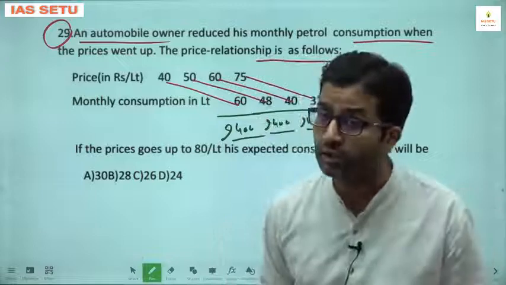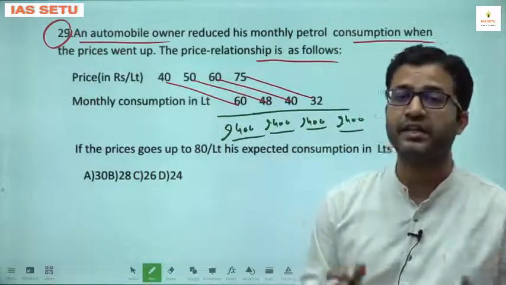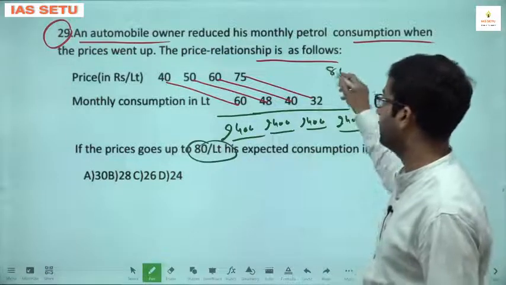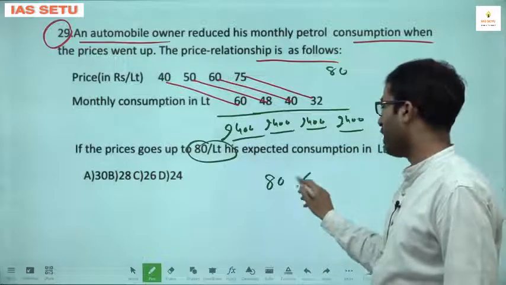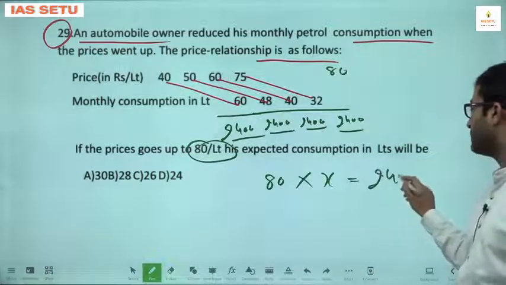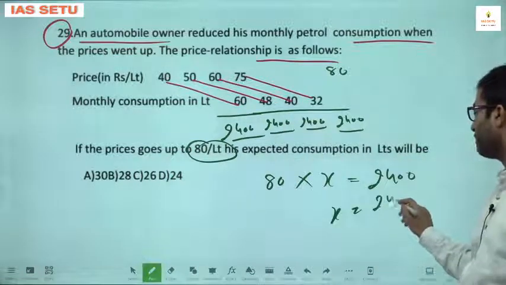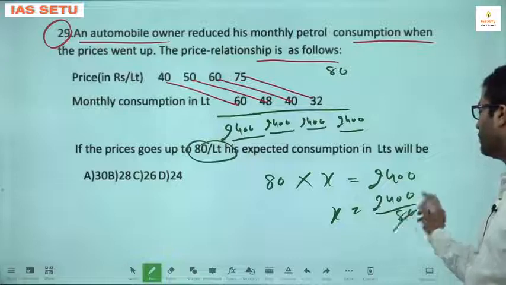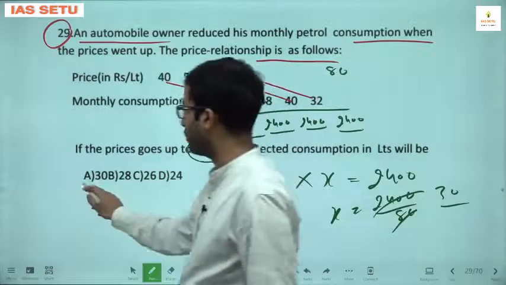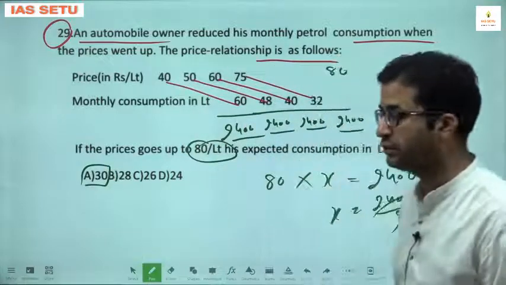If the price is 100 rupees per liter, only 24 liter. So according to the price, I decide the consumption. Now if the price goes up to 80 rupees per liter, I will use X liter as my consumption. Monthly budget I fixed at 2400 according to this table. The value of X is 2400 upon 80, so it means 30 liter. So my consumption will be only 30 liter for that month. The budget is price into consumption.